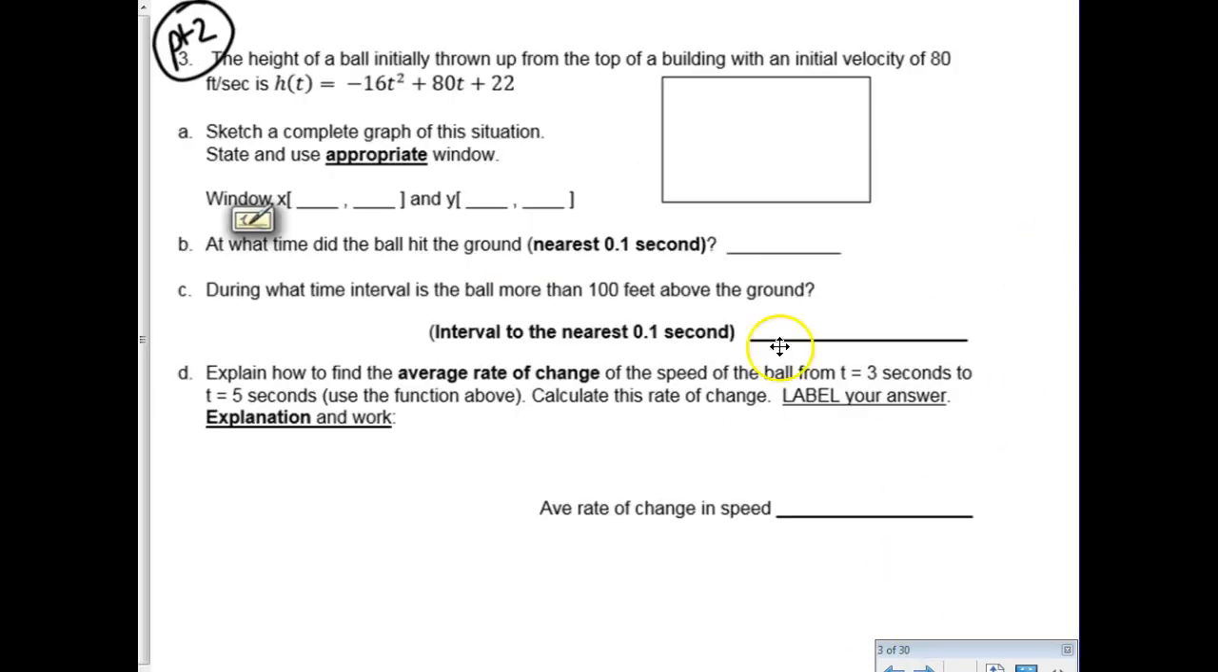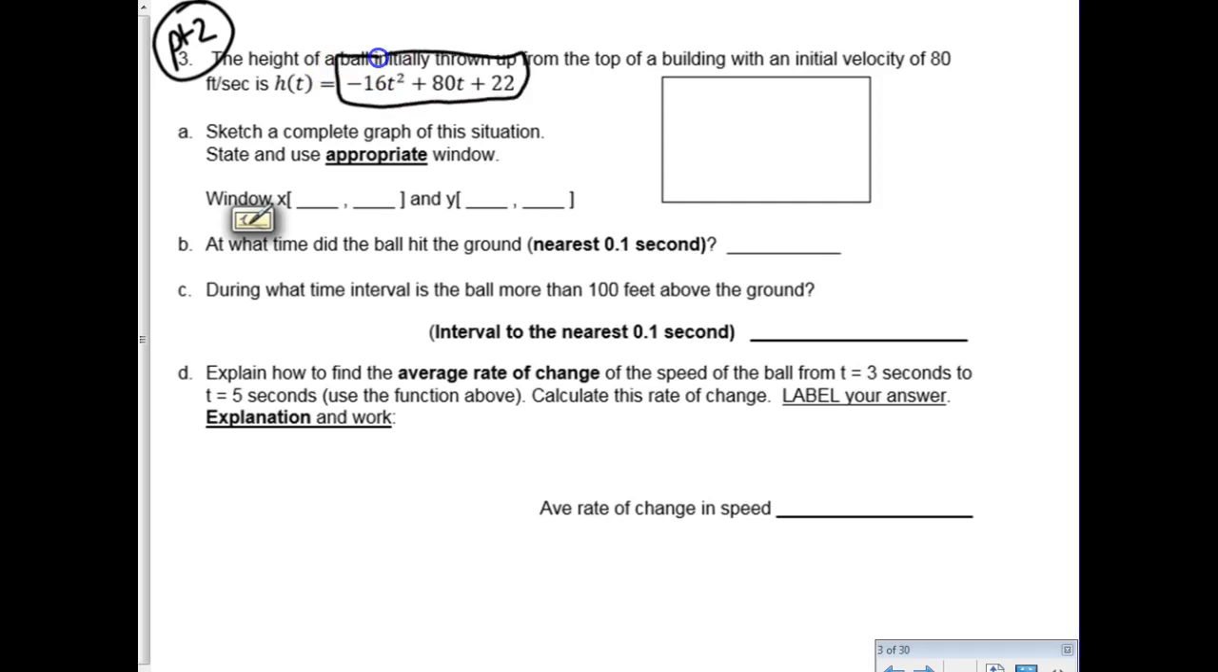So up to you on the method there. This question is again on part 2. Saving all the good ones for part 2, I guess. We're throwing a ball from the top of a building with an initial velocity of 80 feet per second. And then apparently the top of the building is 22 feet. It's not a very impressive building.